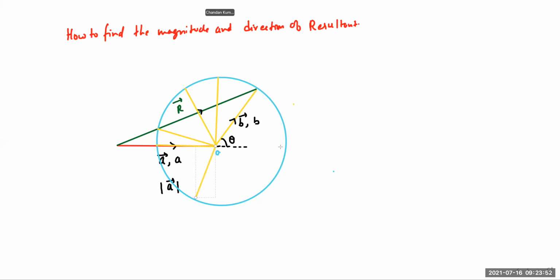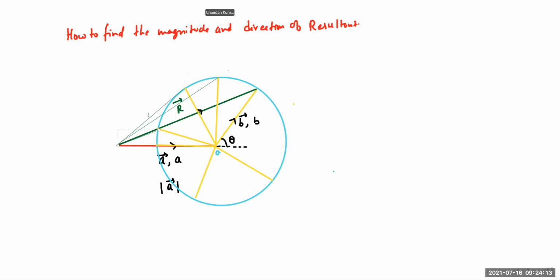So as you change the B, how will the R change? Can you realize how R will change? Probably you can show the R like this for this vector this way. If B is here, this is R. This could be the R.